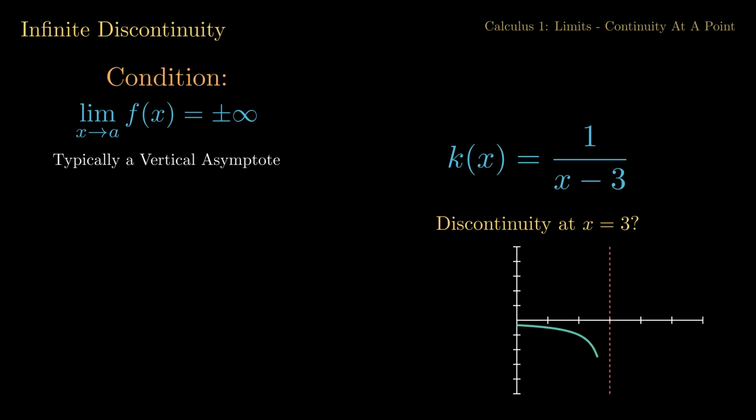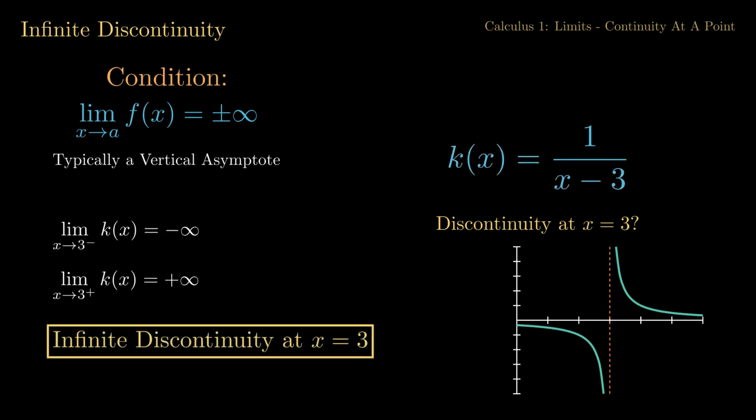The limit as x approaches 3 from the left is negative infinity. The limit as x approaches 3 from the right is positive infinity. Since the limits diverge, k of x has an infinite discontinuity at x equals 3.